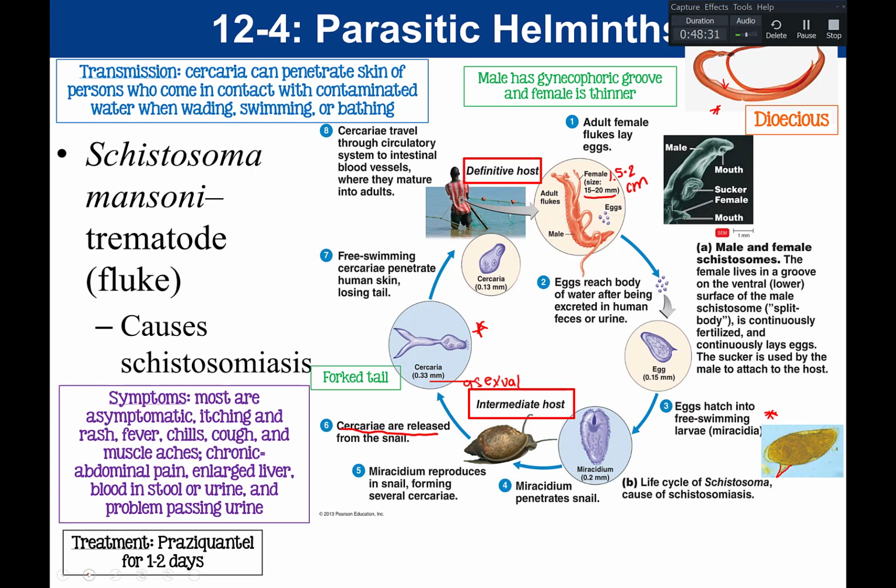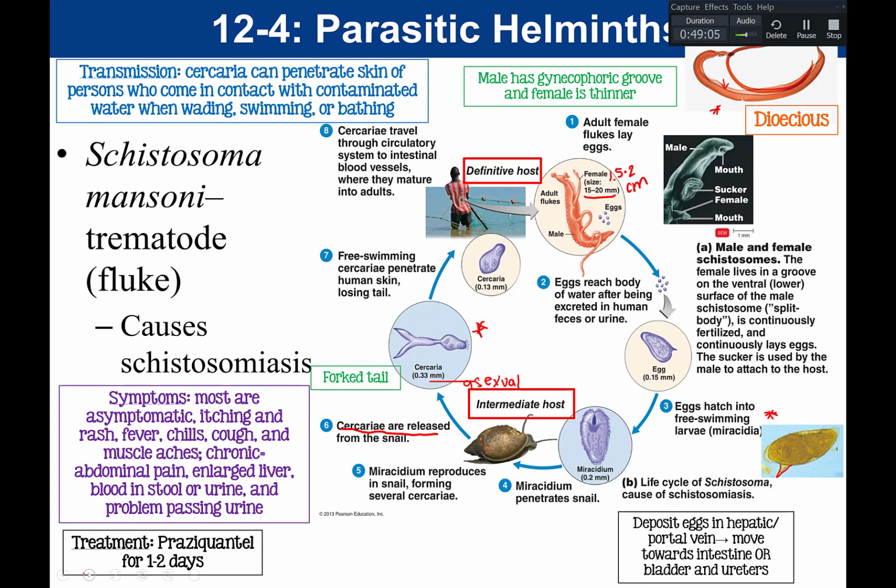The treatment is going to be a drug called praziquantel. It's a prescription medicine that's taken for 1 to 2 days to treat infections caused by various schistosoma species, because there are multiple schistosoma species that cause variations of schistosomiasis. In terms of diagnosis and additional notes, let me put some notes on here.